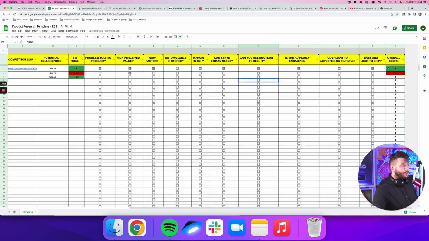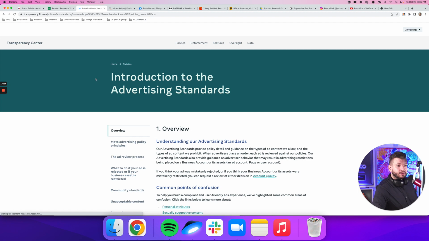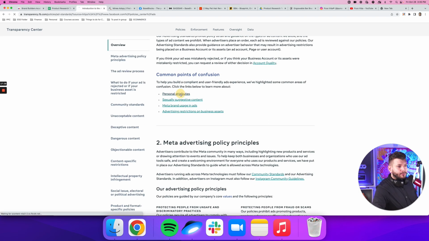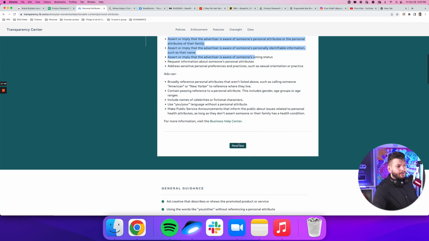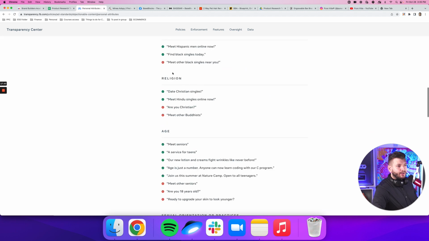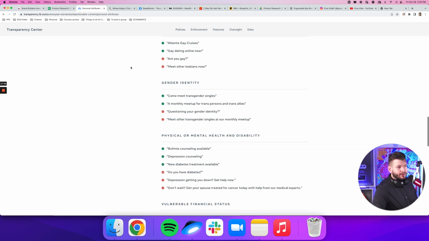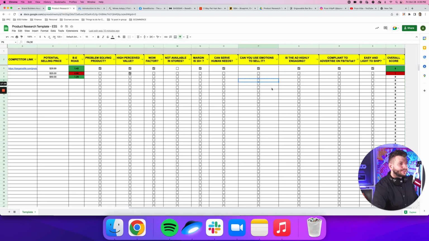If you're not certain about the products or categories that you can or cannot sell, we include the links here to the policies, right? So personal attributes, it breaks down all of these in great detail, right? What you can do, what you cannot do. It's pretty self-explanatory for the most part. But if you're not certain about anything, just post in the community, and our team and other community members will be able to help you out with that.